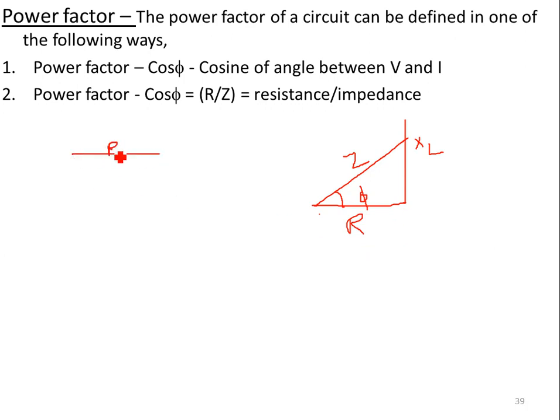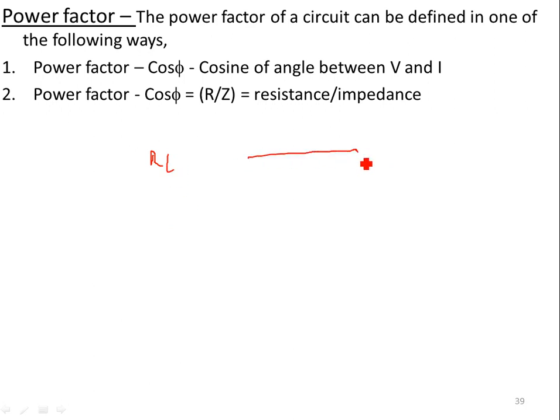In the case of an RC circuit, what do you get? This is resistance R, this is XC, and this is Z, and the angle is phi. So what is cos phi? Cos phi is again adjacent by hypotenuse, that is R by Z. So power factor is also defined as resistance by impedance, taken from the impedance triangle.